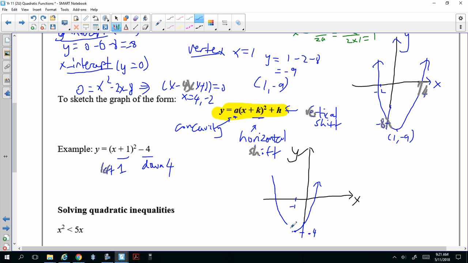So you just follow the same procedure, find the y-intercept, that's where x is 0, and you end up getting y equal to 1 squared minus 4, negative 3. Get negative 3 there. Okay, x-intercept will be a little bit more tricky. So how do you find the x-intercept? You have to put y equal to 0. And in this case, there's no need to factorize because it's a perfect square form.